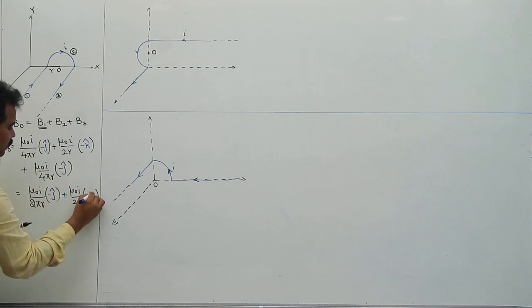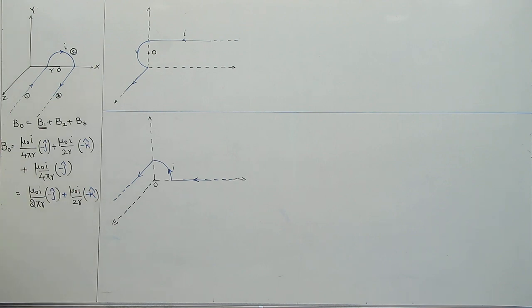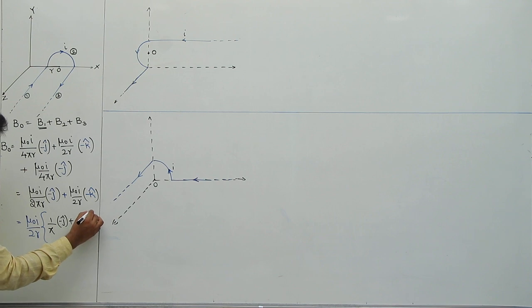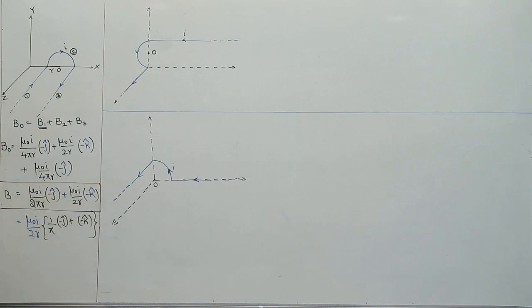minus k cap. In general, in competitive exams, the options will be given like this, or sometimes they may take mu naught I by 2r common. So if they take mu naught I by 2r common, then they can give this as 1 by pi minus j cap plus minus k cap. So they can leave this like this, or sometimes they may give only this also as one of the options.